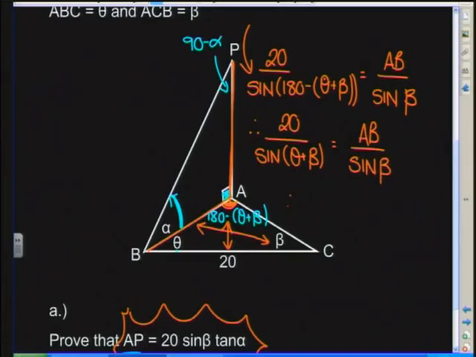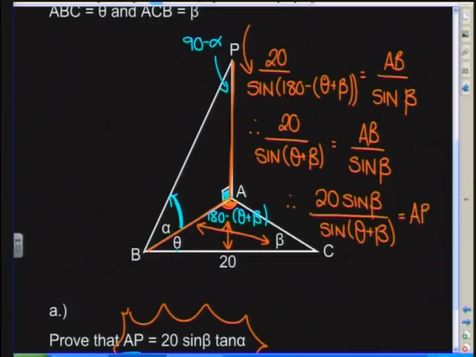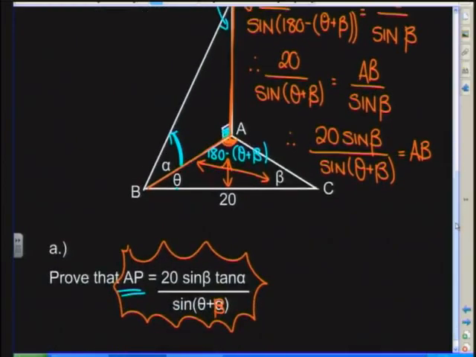So finally what I'm going to do is bring that up to the top. So 20 sine beta over sine of theta plus beta is equal to AB. Okay, let's just do a double check here. How close are we looking to what they wanted? I wanted a sine of theta plus beta, so that's looking good. I wanted my 20 sine beta. So at the moment it looks like we're just missing the tan alpha part in order to finish it off. So let's see where we are.